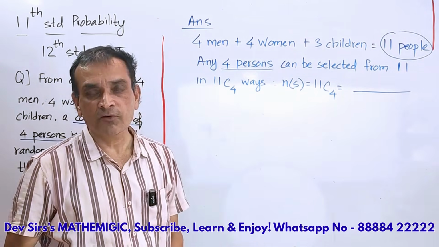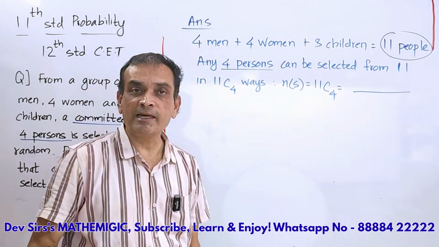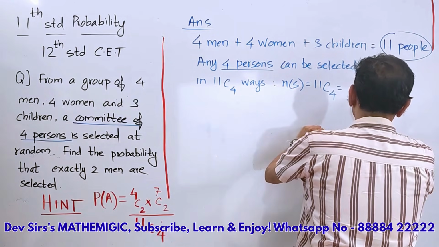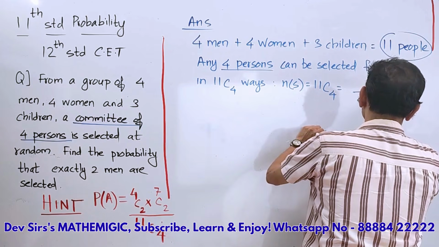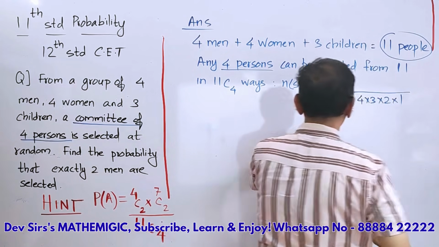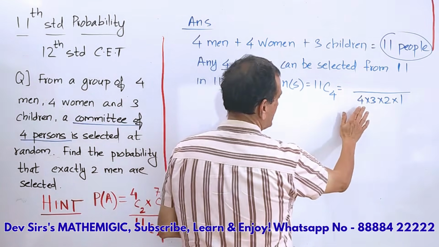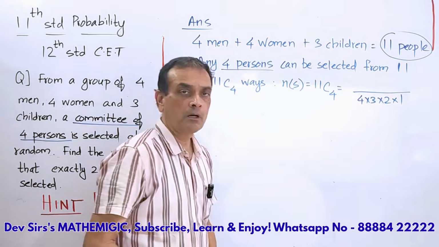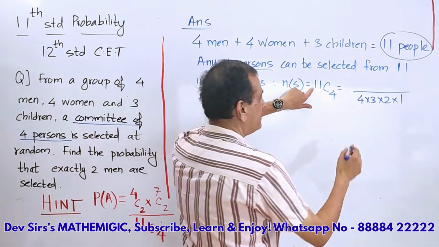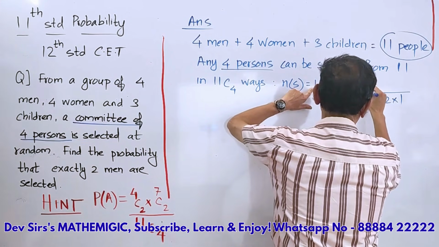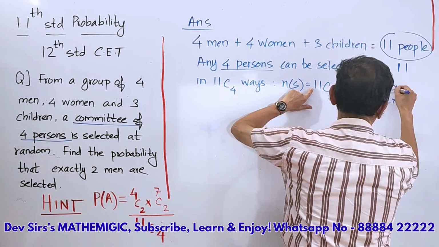A few minutes back we saw in the first video how to calculate 11C4. It is 4 into 3 into 2 into 1 in the denominator. Reduce 4 up to 1. Naturally 4 numbers are there: 1, 2, 3, 4. Take 4 numbers at the top and reduce: 11 into 10 into 9 into 8.